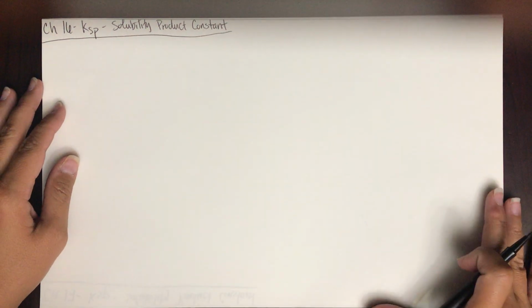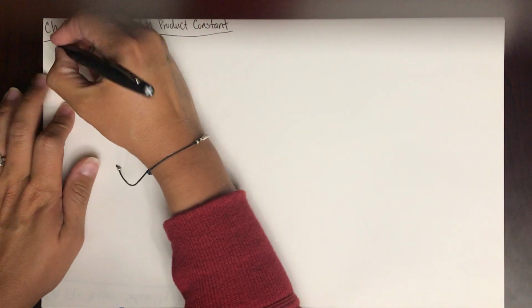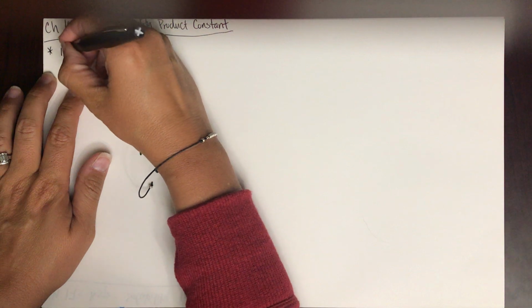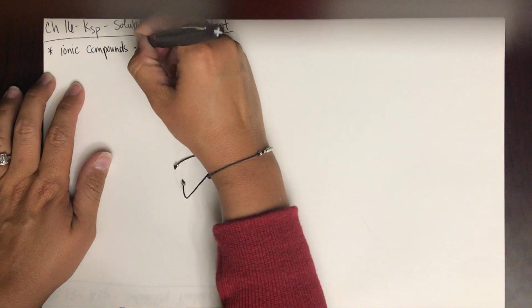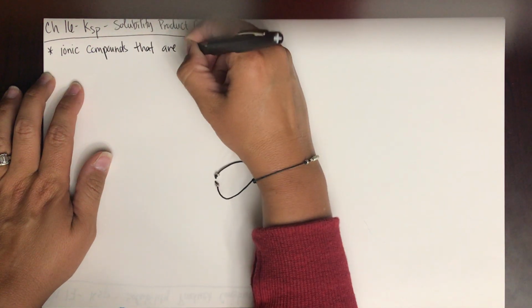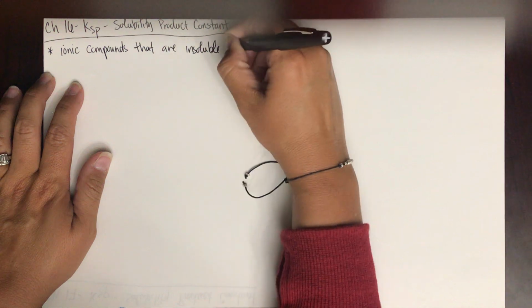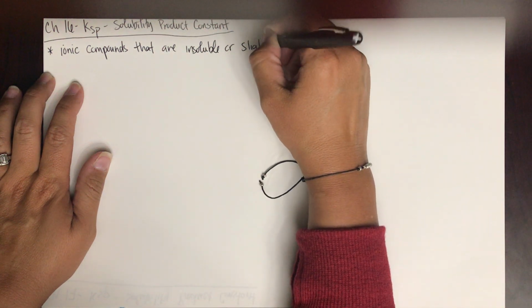So let's talk about the Ksp. Now we are going to start talking about solubility. Switching gears and talking about ionic compounds that are soluble, insoluble, or slightly soluble. Ksp is the solubility product constant, and this is when dealing with ionic compounds that are insoluble or slightly soluble.